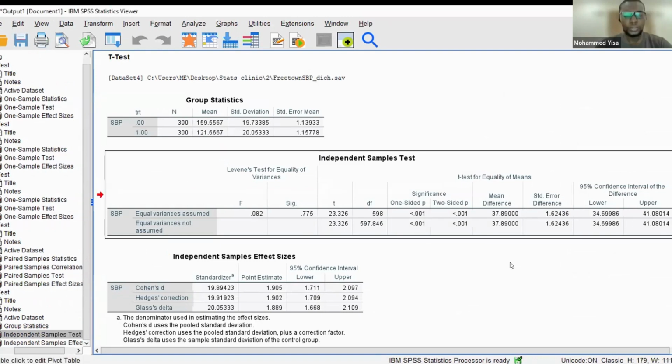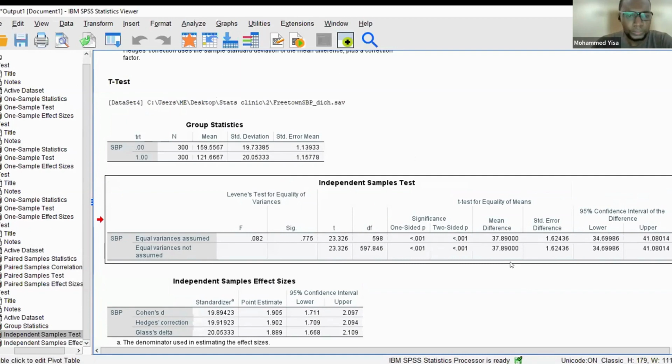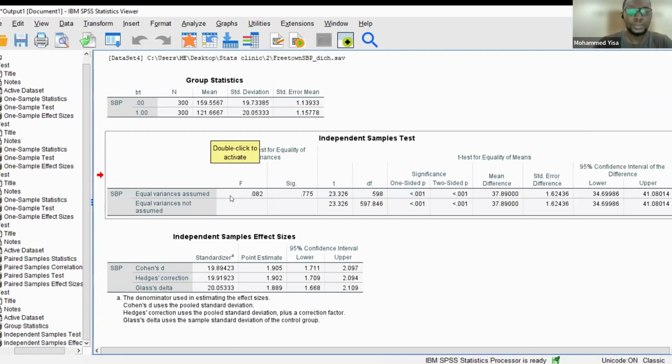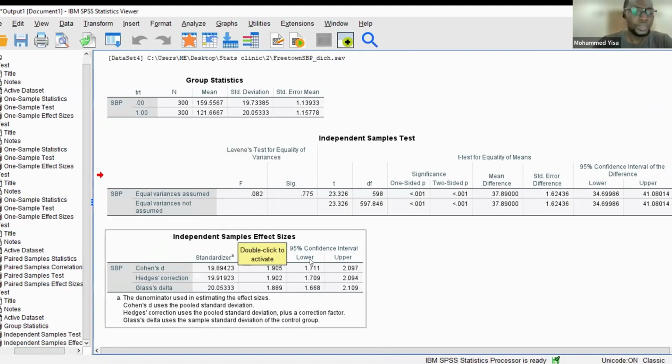Okay, so this is the output window, and now that we have two different samples, you can see that there is something here called Levene's test. One of the assumptions: there are a number of conditions that you need to satisfy to be able to do a t-test.